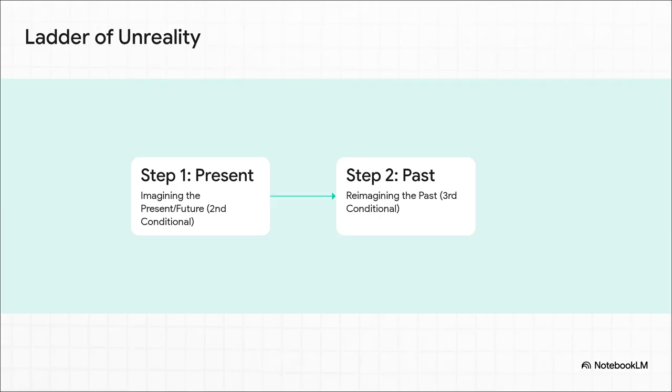So think of it like this. We're climbing a ladder of unreality. Step one, the second conditional, is for imagining a different present or a different future. Pretty cool, right? But what if we want to go even further? What if we want to do the impossible and change the past? Well, for that, we need to climb to the next rung on the ladder.